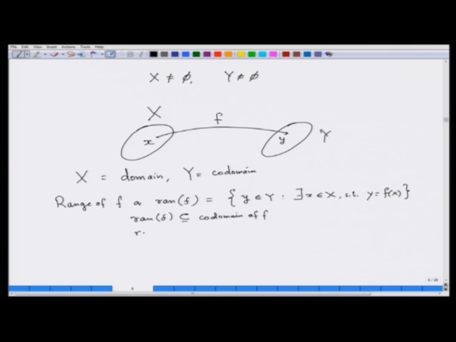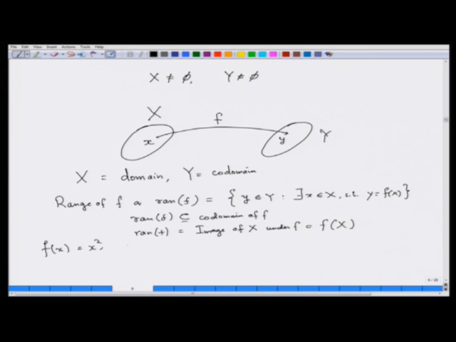So, range of f, also called the image of X under f. Sometimes people use the terminology f of capital X. I will give you an example of how these two are different. For example, I take again the standard function f(x) equal to x square.